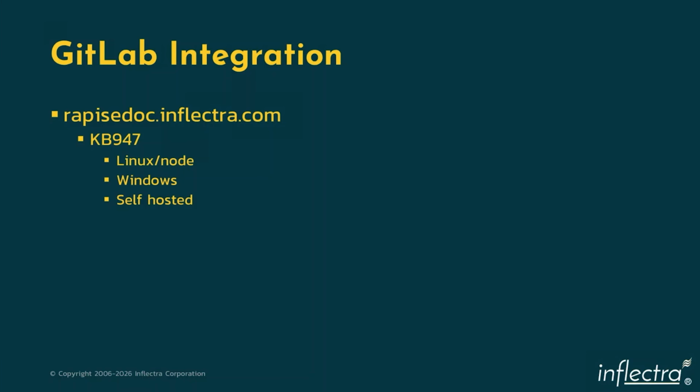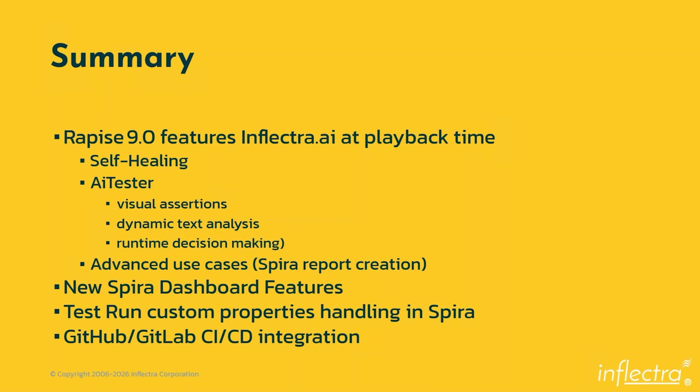Today we explored what's new in Rapise 9.0. The big highlight is Inflectra.ai, now running during test playback, enabling features like self-healing without needing your own AI credentials. We demonstrated powerful scenarios like visual assertions, dynamic text analysis, and runtime decision making. We also showed how the AI dashboard can help with tasks like Spira report creation. Finally, we covered updates to the Spira dashboard, custom test run properties, and CI/CD integration with GitHub Actions and GitLab.